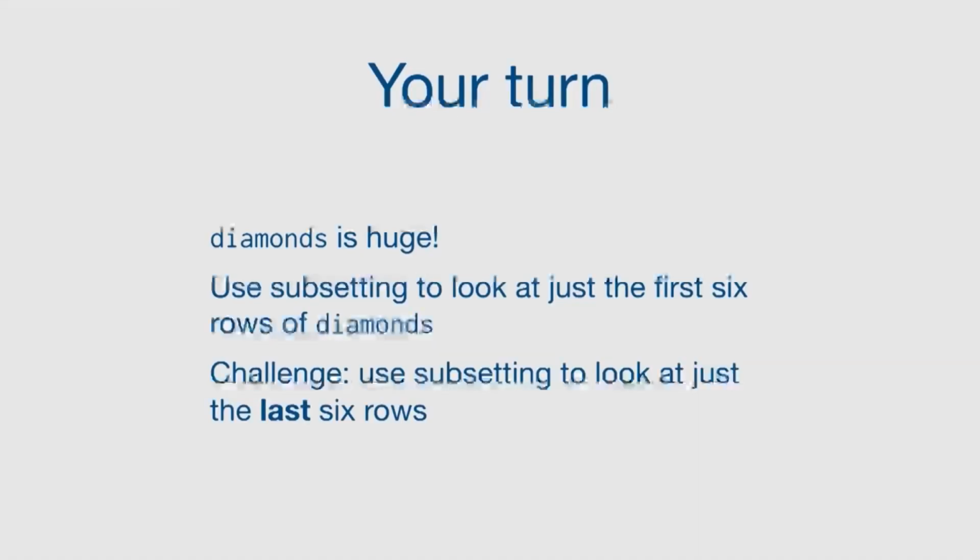And I will show you a couple ways in a moment, but you actually have the tools to look at the data yourself because you know how to subset data. What I would like you to do is subset the diamonds dataset to show just the first 6 rows. If you're feeling up for a challenge, you could try to subset to show just the last 6 rows. Now to do that, you'll need to know how many rows are in the diamonds dataset.